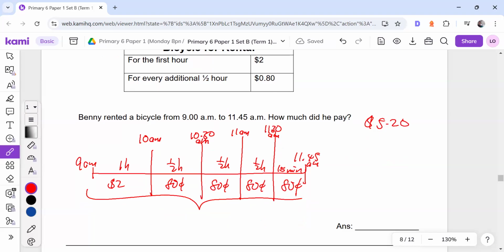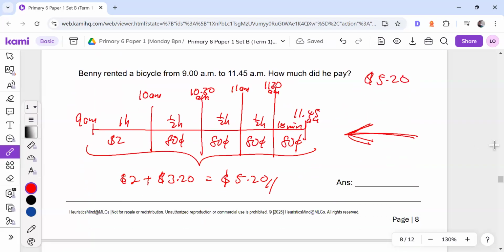Then you plus them together, right? So 80 times 4 will be $3.20, then plus $2. So how much is the rental? $5.20. So if you make a mistake, I don't know why. If you never do this one, then you must have the line. Make sure you have the line so that you can get the marks for this kind of question. Okay, let's go on to the next one.